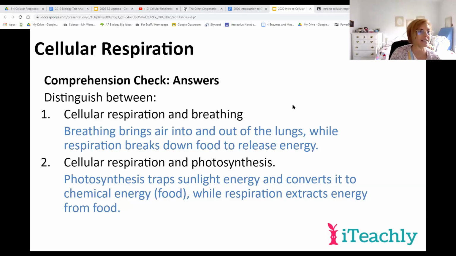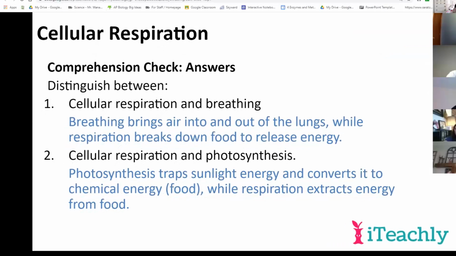Anabolic, catabolic, nice use of words. They're both metabolic pathways. Photosynthesis is anabolic, while cellular respiration is catabolic. Good work. Okay, so we got the general idea. That's clear.